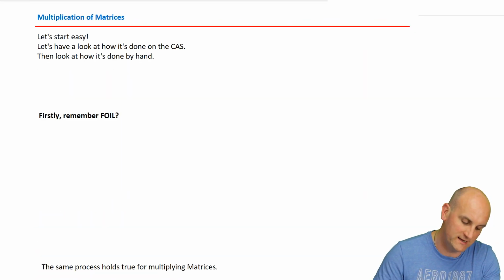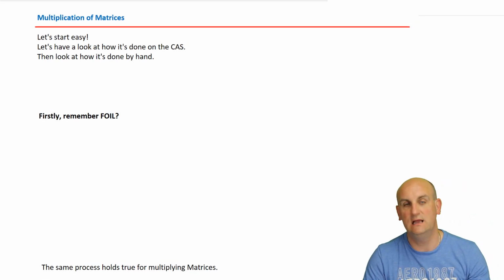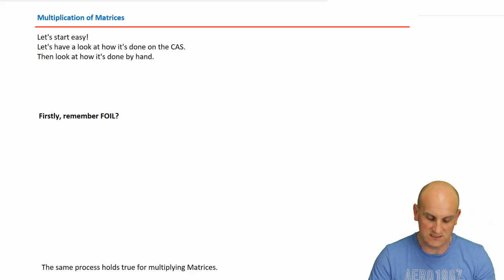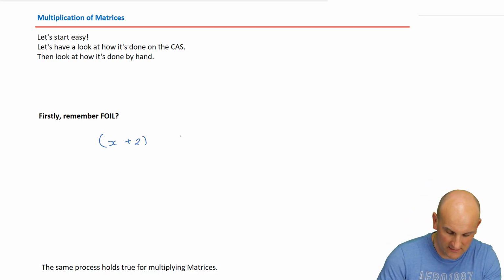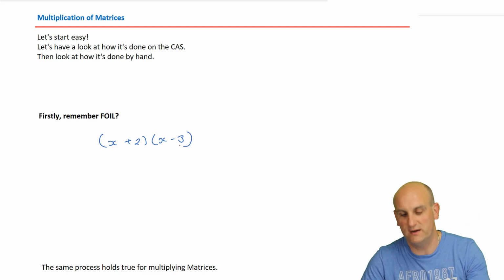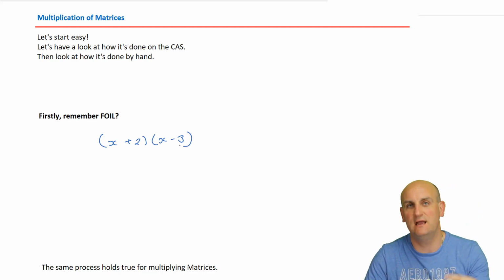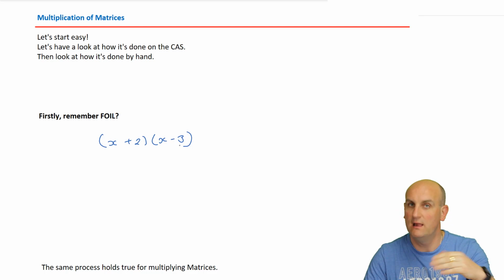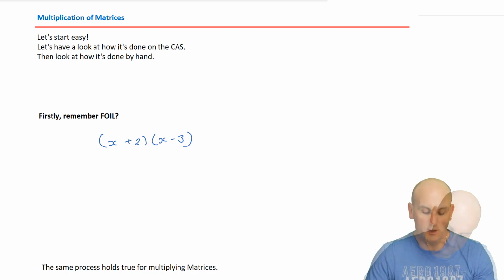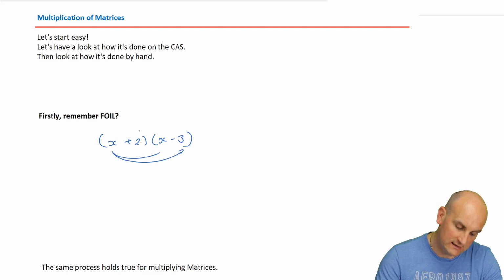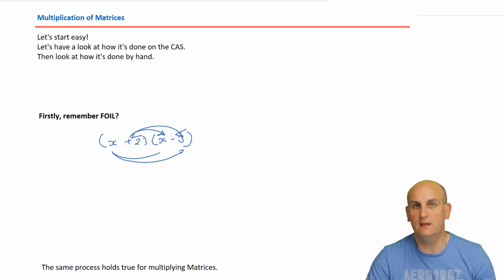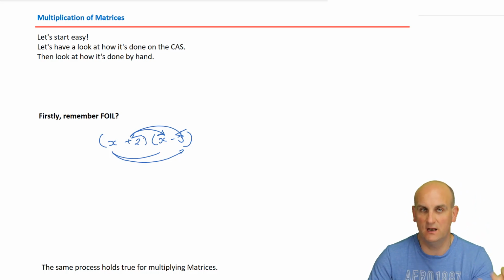Now, multiplication of matrices. I'm going to start really easy because it's a process, it's a method. Firstly, do you remember FOIL? That was x plus 2 multiplied by x minus 3. Now, what's this got to do with the price of fish? Absolutely nothing. But it is going to help us realize that there was a process to this and there's a process to matrices. If you remember the process of FOIL, it was first times first, then first times the outside, insides multiplied together, and the last two multiplied together. So first, outside, inside, and last.